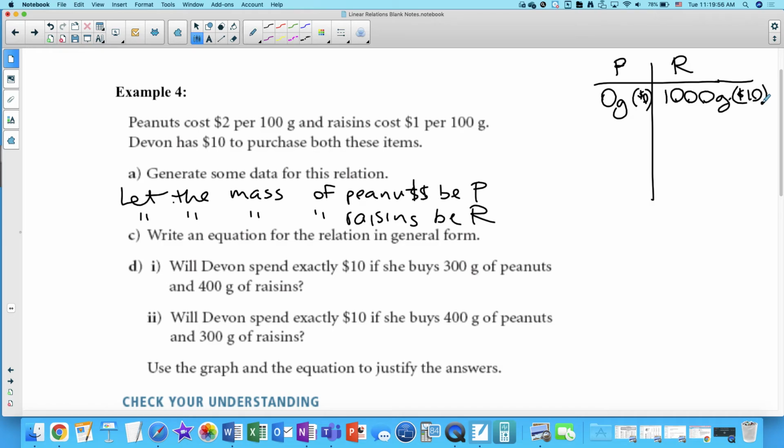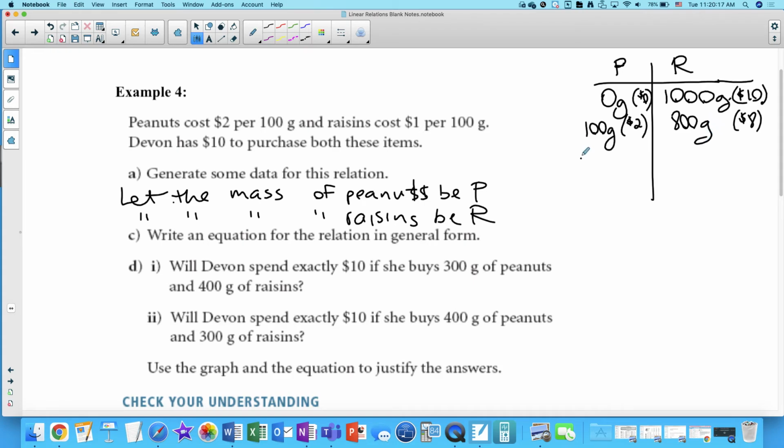Okay? What if I bought 100 grams of peanuts? How much would that cost me? $2. Okay. How much would I have left to spend on raisins? Right, $8. Okay. How many grams of raisins can I buy with $8? 800. That's right.